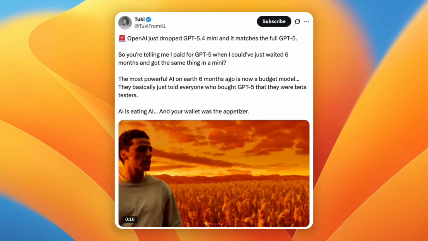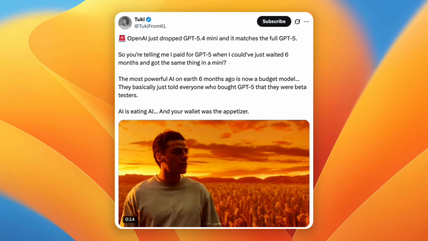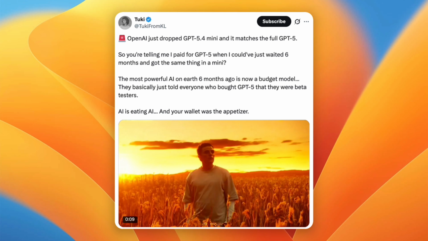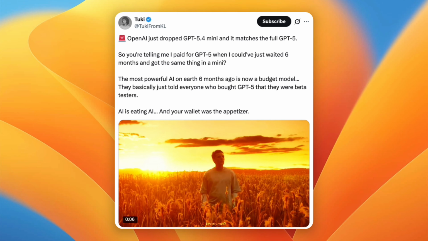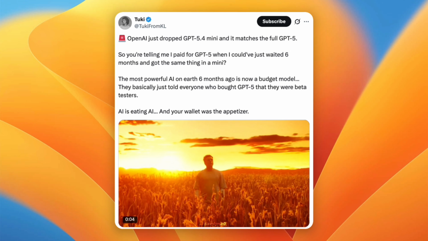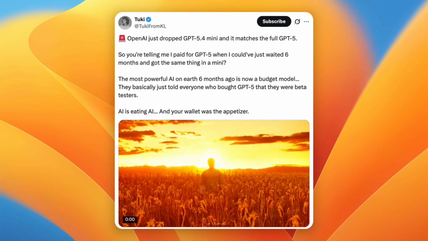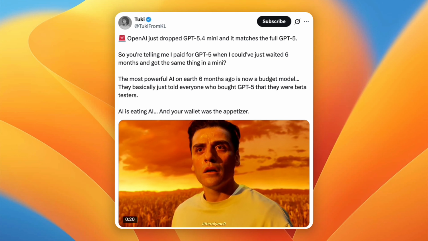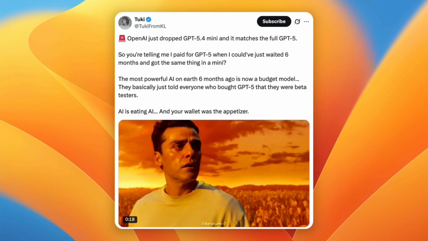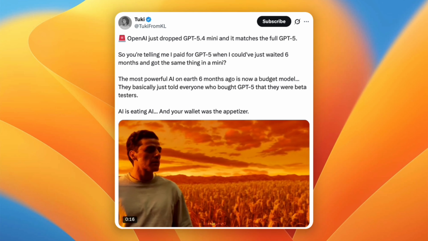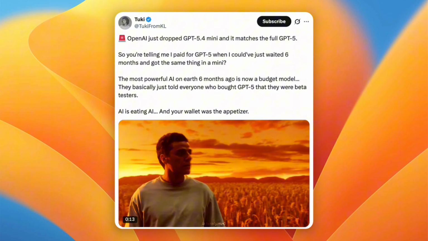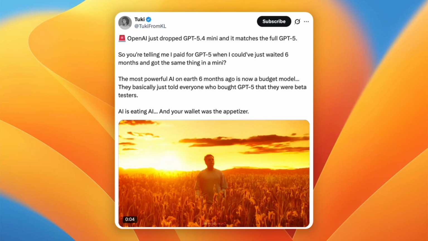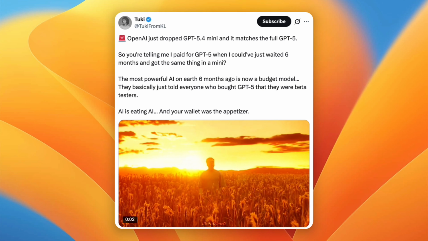The frustration makes sense on the surface. You pay for the flagship, and a few months later something cheaper shows up that's nearly as capable. But it's worth being clear about what Mini actually is. It doesn't fully match GPT 5.4. On Software Engineering Bench Pro, it scores 54.4% versus 57.7% on the full model, and on the GPQA, a similar story. It's close, but the full model is still ahead on complex reasoning and hard problem solving. Mini is purpose-built for speed and cost efficiency. It's a different tool for a different workload. It's not a replacement model.